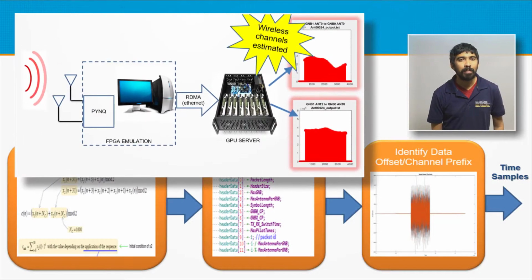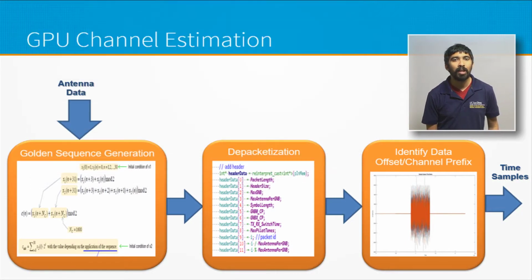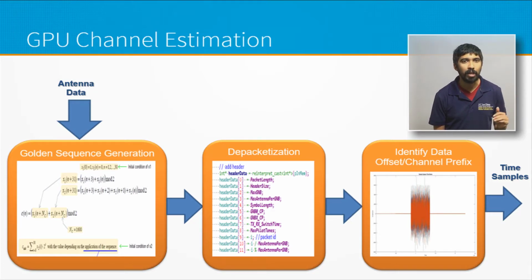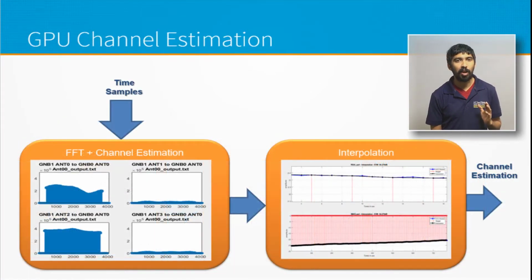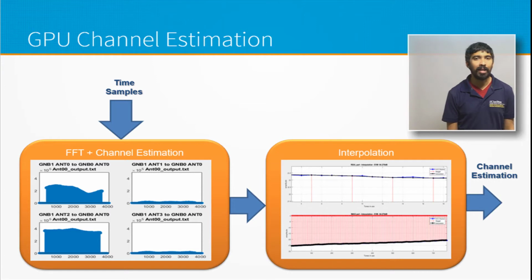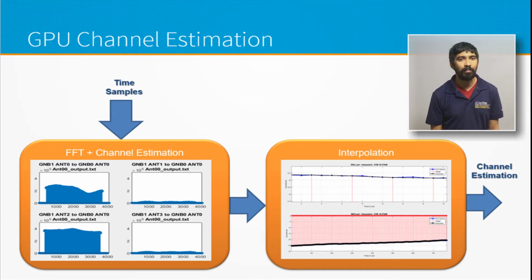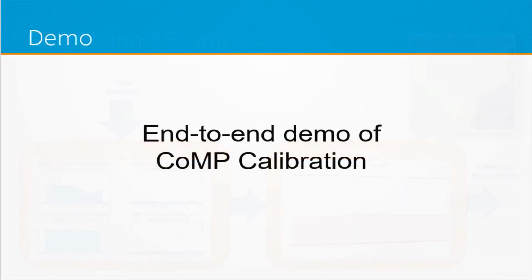The GPU needs to rapidly estimate the antenna data received from RDMA and provide feedback. The estimation steps on the GPU kernel involve generating the golden sequence, decoding the packet header, and identifying the characteristics of the received data: identify the start offset, phase offset, and the channel prefix, compute and interpolate the channel coefficients, provide the data back to the RDMA server, and start with the next packet. The entire operation on the GPU kernel is optimized to happen on the order of microseconds.